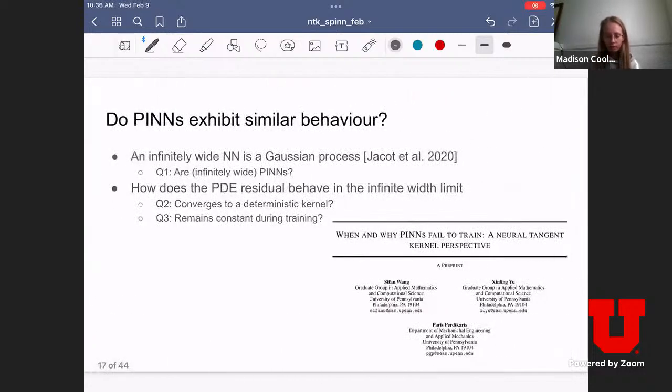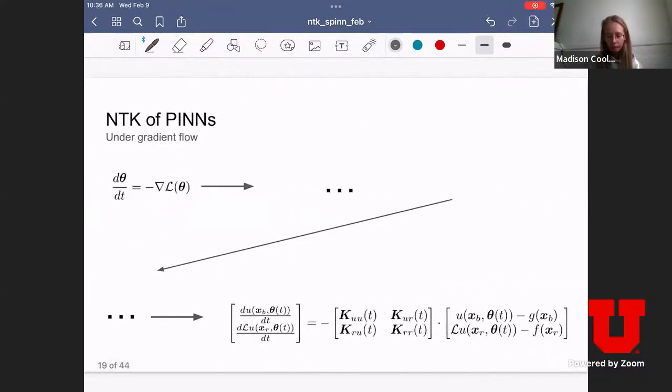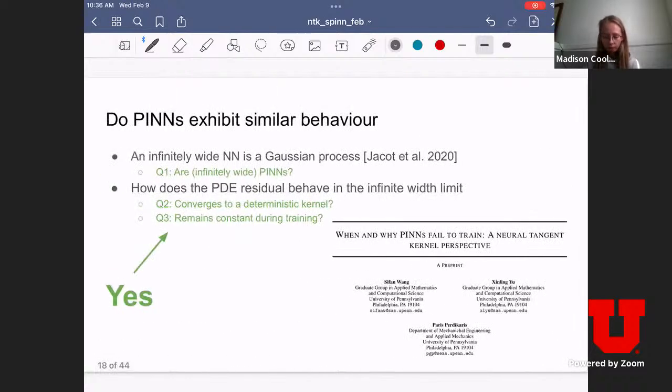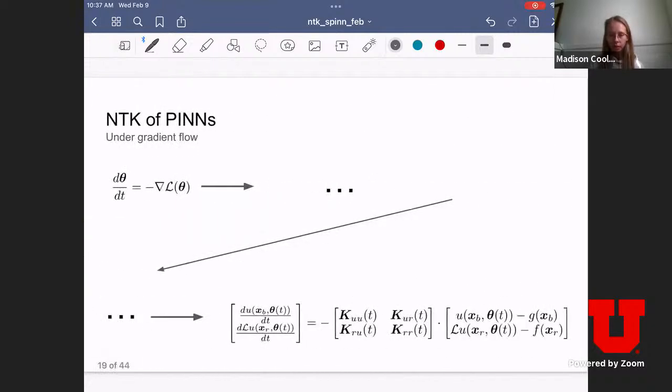And so in this paper, they answer that that is true. Before we talk about what the answers are to these questions, or how they find the answers, I'll first go over the form of the NTK for physics-informed neural nets.